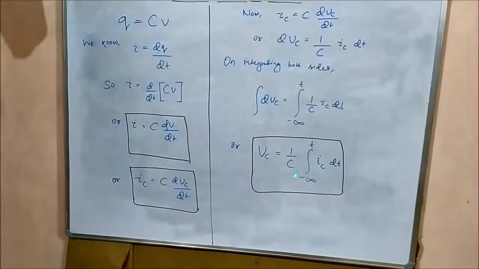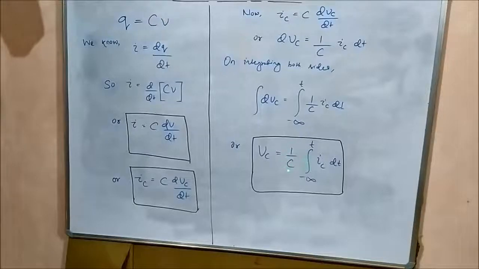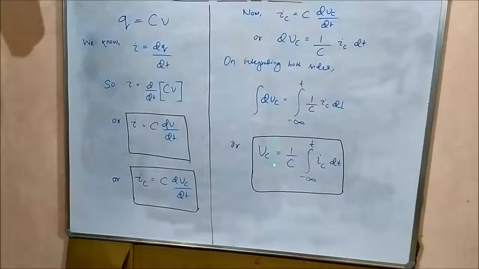But why am I including this minus infinity to t? The interval from minus infinity to 0 is the past state of the capacitor voltage, the previous voltage value which the capacitor stores, and from 0 to t is the current time. We include minus infinity to t because of the energy storage property, and we also do the same in the case of inductor currents because of the energy storage property of inductors.